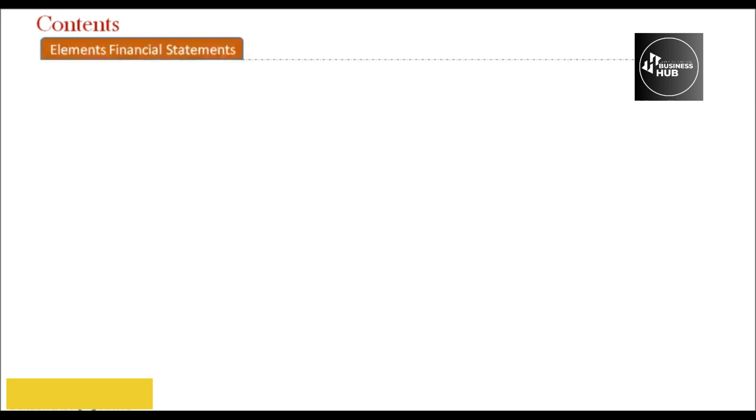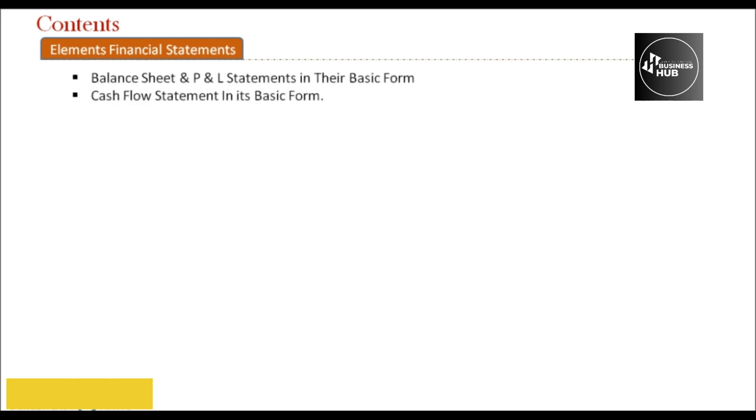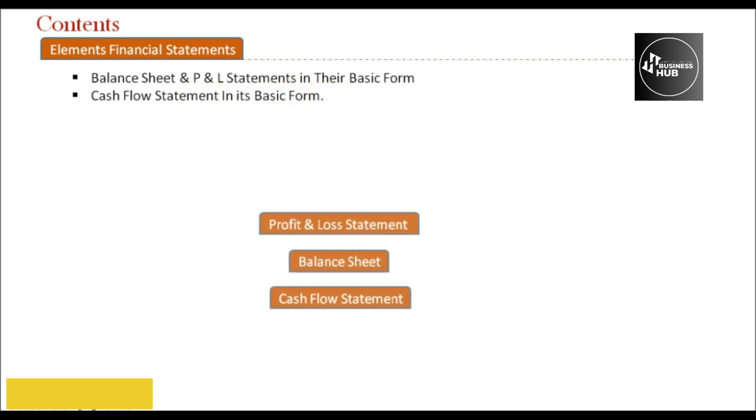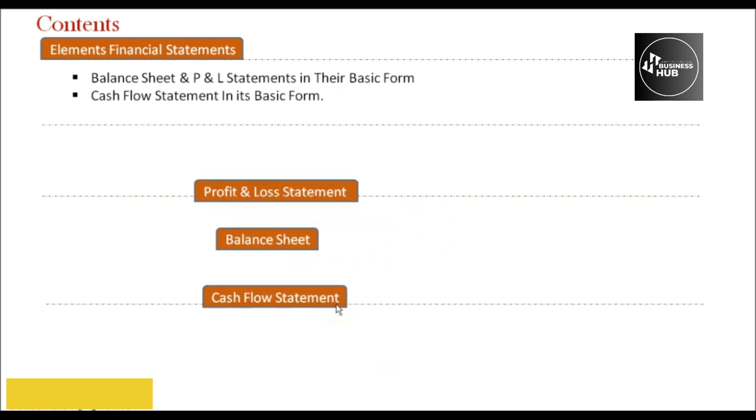The first segment, Elements of Financial Statement, talks about balance sheet and P&L statements in their basic form, as well as about cash flow statement in its basic form. Moving further, the financial statements, that is profit and loss statement, balance sheet and cash flow statement, are being focused.